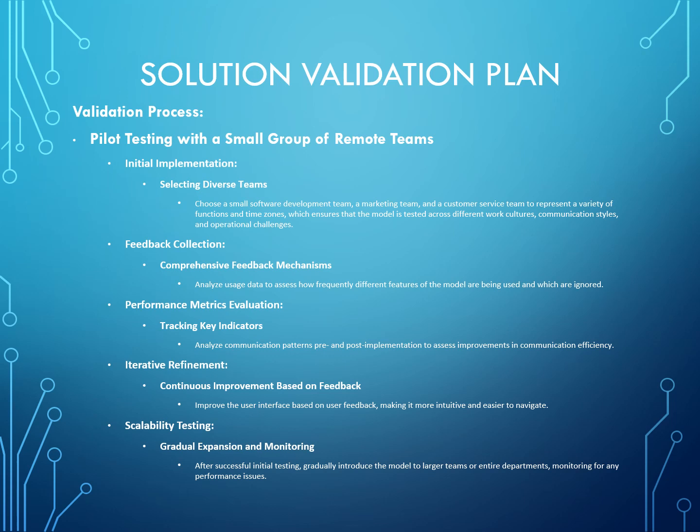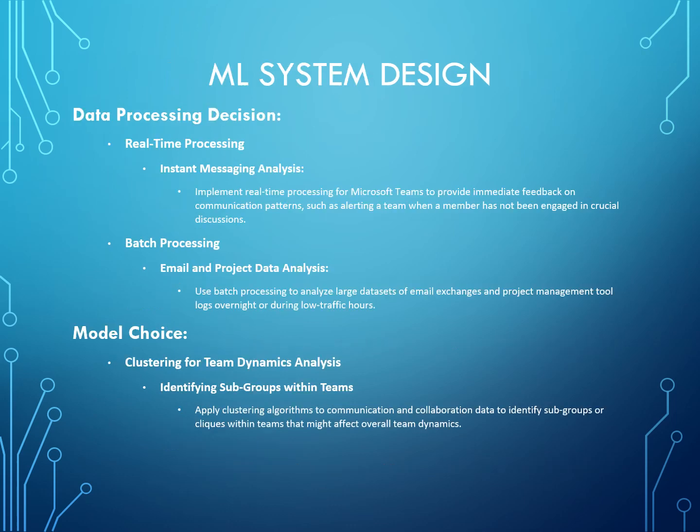For our feedback collection, we'll analyze usage data to assess how frequently different features of the model are used versus those that are not. And the performance metrics will analyze communication patterns pre and post implementation to assess improvements in communication efficiency. Iterative refinement will improve the user interface based on our user feedback, making it a little bit more intuitive and a little easier to navigate. And as far as scalability, after the initial implementation, we can roll it out to larger groups of teams or even possibly divisions within the company.